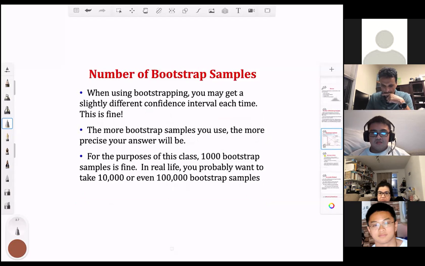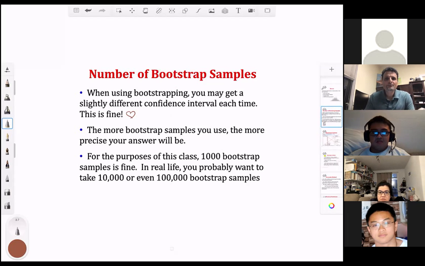Number of bootstrap samples. When using bootstrapping, you may get a slightly different confidence interval each time, which is fine. When we are using StatKey, the website, whatever I get and whatever you get will be a little bit different, which is fine. It's a random number.